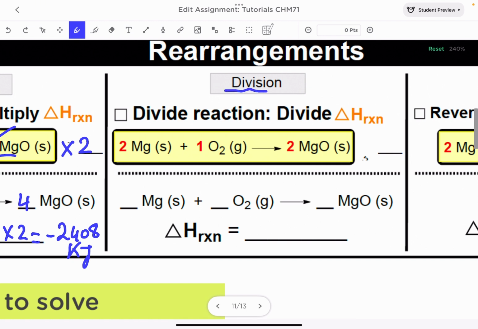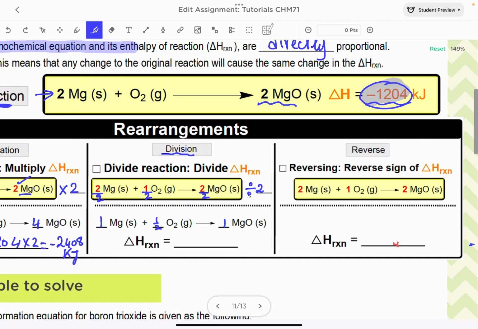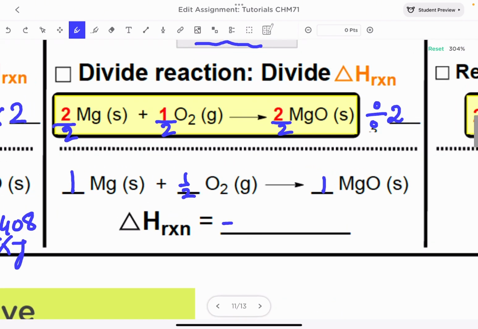Similarly, if you divided a reaction by a coefficient, so let's say we decided to divide this equation by 2. It means this over 2, over 2, over 2. So that's 1 Mg, half O2, and 1 MgO. What will be the new enthalpy? It will be the original one divided by the coefficient that you used. So it is negative 1204 divided by 2, and the answer is going to be minus 602 kilojoule.